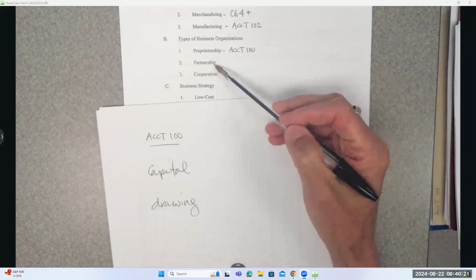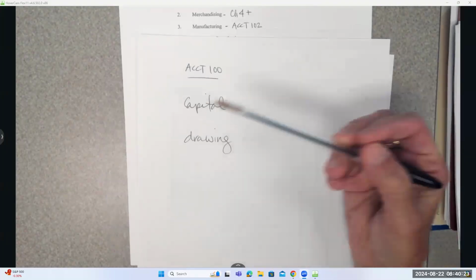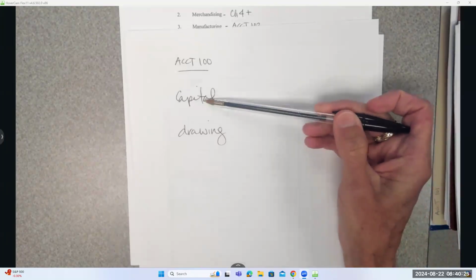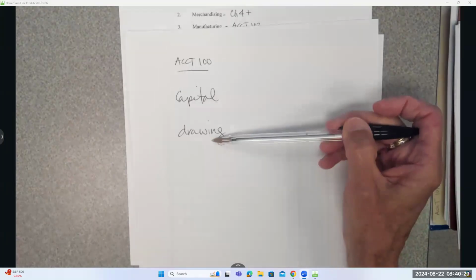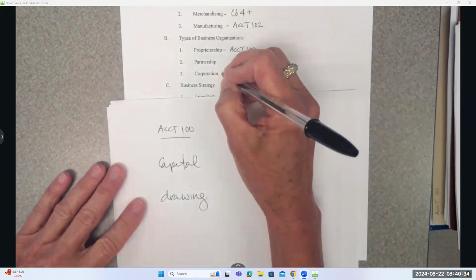So partnership is two or more. And if we have two partners, there would be two capital accounts and two drawing accounts. If we had ten partners, there'd be ten capital accounts and ten drawing accounts. But then there is the corporation.